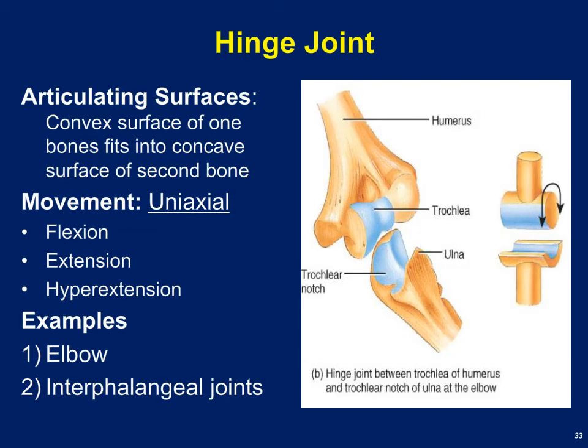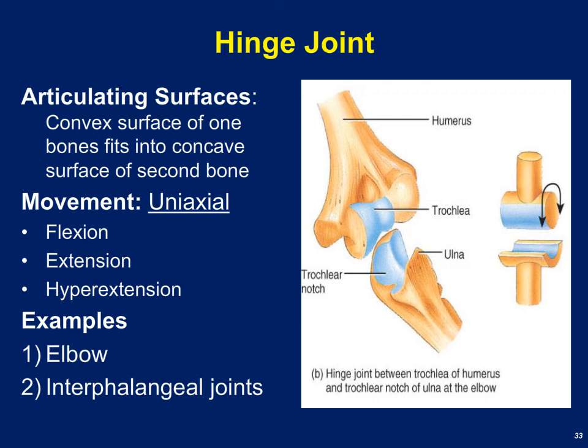On the other hand, in a hinge joint, we have a convex or rounded surface that is going into a concave or depressed surface. And so an example of a hinge joint here would be the elbow joint. Here we have the trochlea, which is rounded, going into the trochlear notch of the ulna, which is concave. And so the movement allowed by hinge joints like the elbow is uniaxial. And by uniaxial, I mean that the limb can only move in one plane.